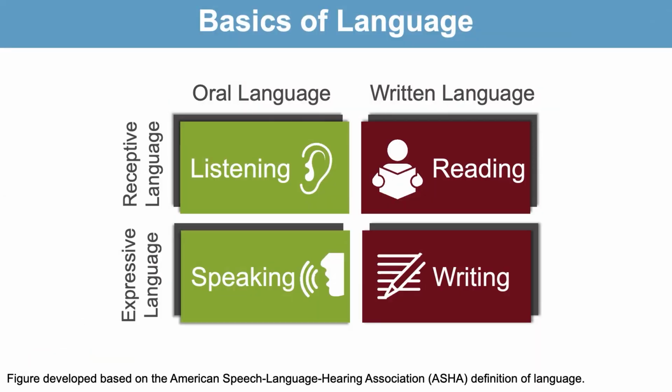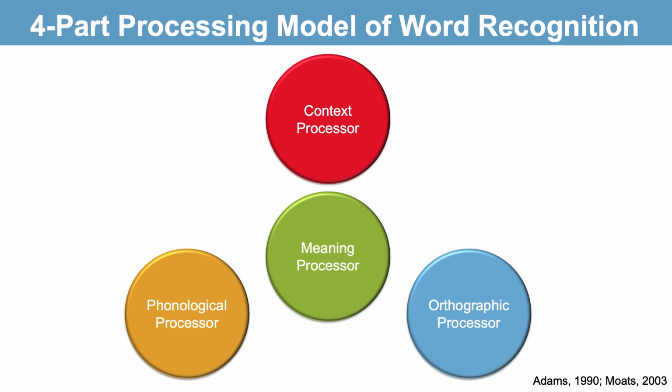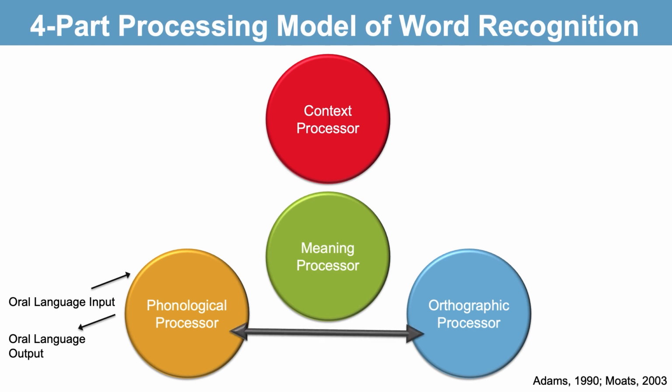As discussed in Section 1, spoken and written language are different. Oral language is natural, while reading is not. Improving oral language skills can support academic language and reading development. In this model of word recognition, we have oral language input and output in our speech sound system interacting with our orthographic processors, or our written language input and output.